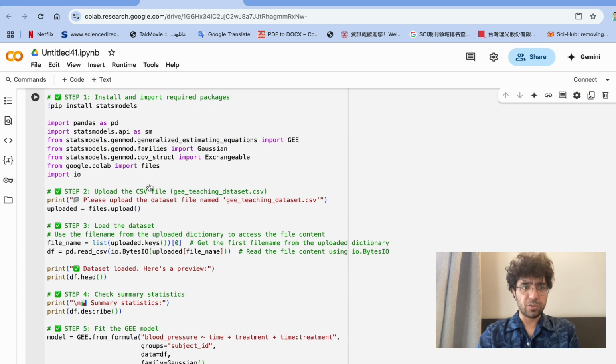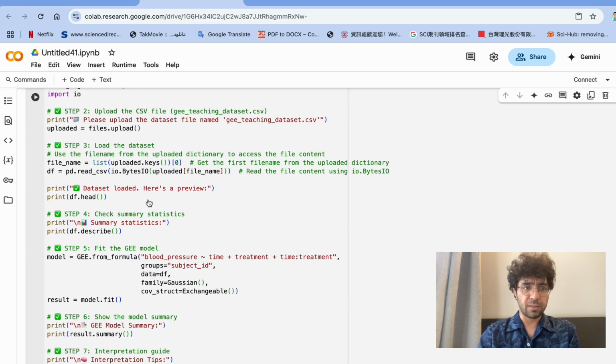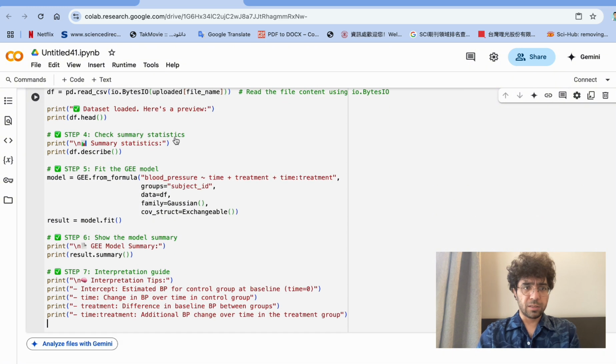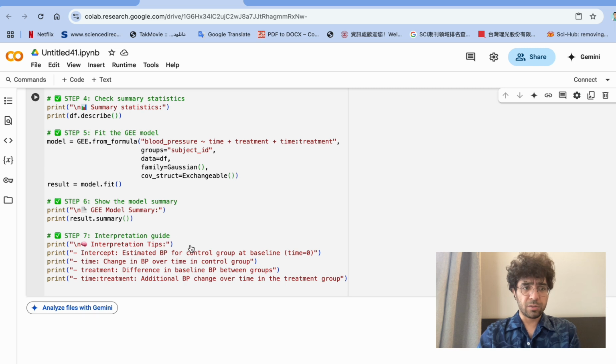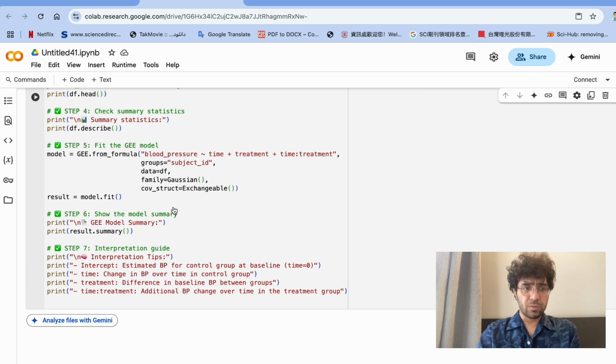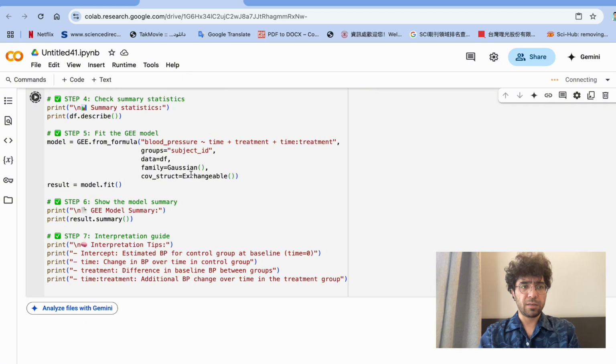The first step is just to import the required libraries, and after that load the data set, give me a summary of statistics, and then show the model summary and do the GEE with GENMOD. And this is the equation for the model. It has the time effect, the treatment effect, and the time and treatment interaction effect. Later we are going to study the parameters of this formula. Here, if I run this one, it will run after a while.